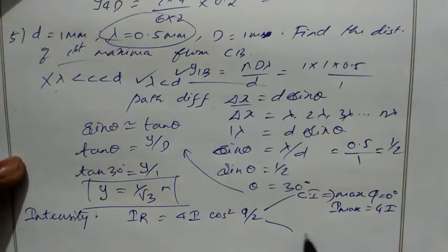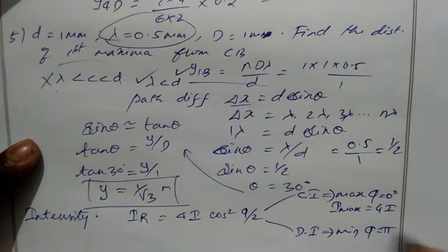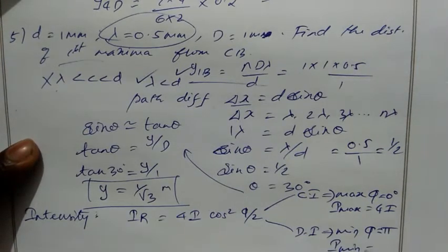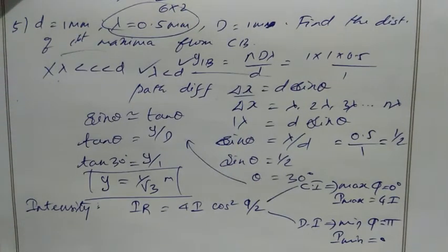Then we have another possibility, destructive interference. Here we get minimum, dark fringe. In order to get minimum, we have to substitute phi as pi. So phi equal to pi. Pi means 180. So 180 by 2 is 90. Cos 90 value will be 0. So we will get I minimum value equal to 0. Okay, I minimum is 0 for dark fringe.